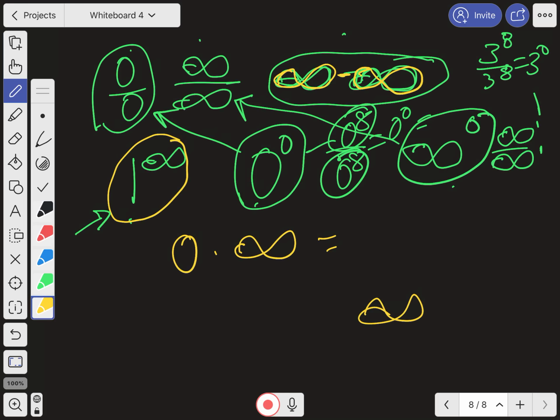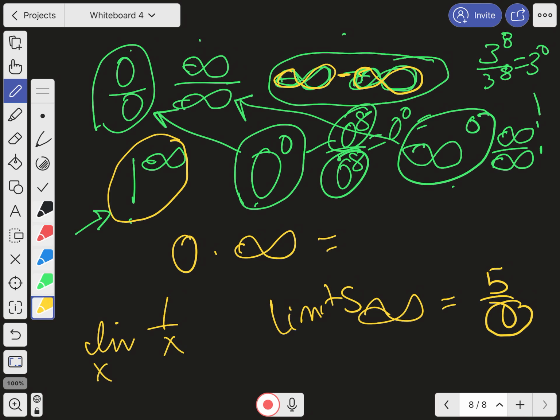Infinity is quite often defined as a number over 0 when you're talking about limits. So if you say 5 over a number, let me look at this one. The limit of 1 over x as x approaches 0 from the right. As this number gets smaller and smaller, the number gets bigger and bigger and goes off to infinity as I approach 0 from the right.